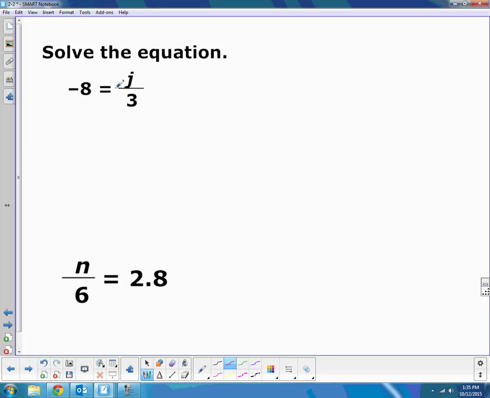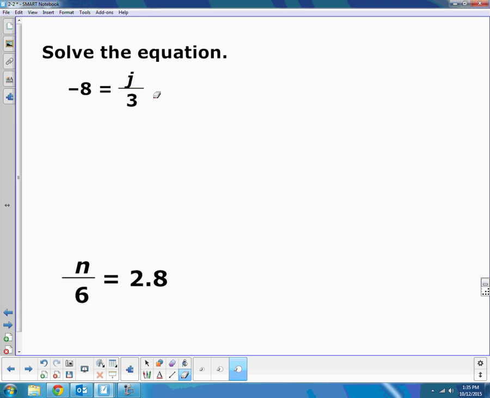Now this fraction bar here is a fraction. It's j thirds. However, we're going to use that fraction bar to represent division, which is really what a fraction is. 1/2 is the same as 1 divided by 2. And so that fraction bar really is a division sign. We just don't often talk about it that way. And so this is j divided by 3.